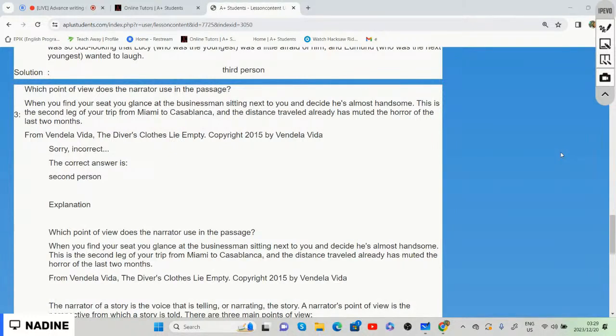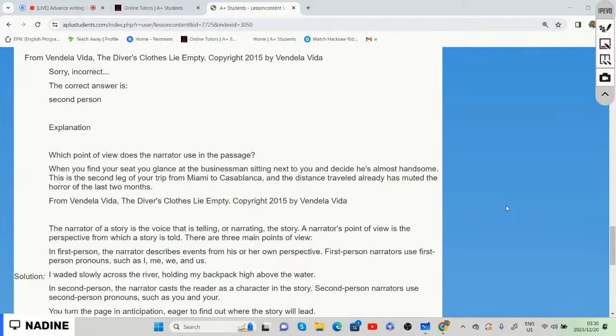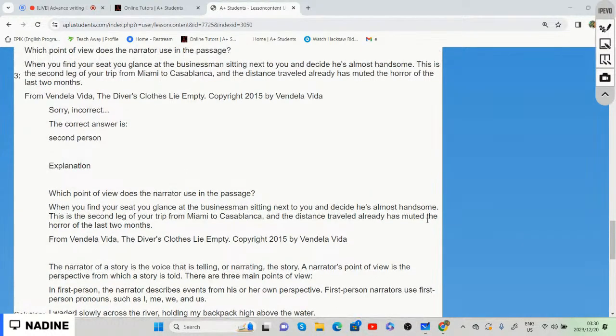When you find your seat, you glance at the businessman sitting next to you and decide he's almost handsome. This is the second leg of your trip from Miami to Casablanca, and the distance traveled already has muted the horror of the last 2 months.